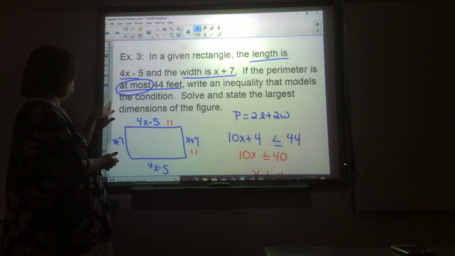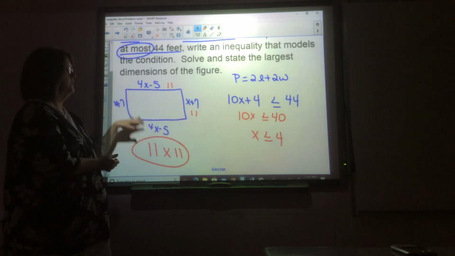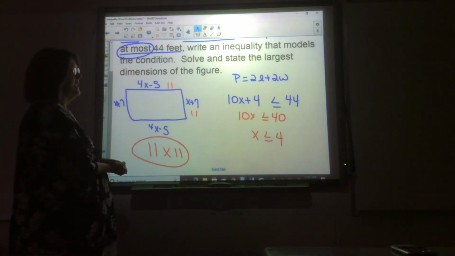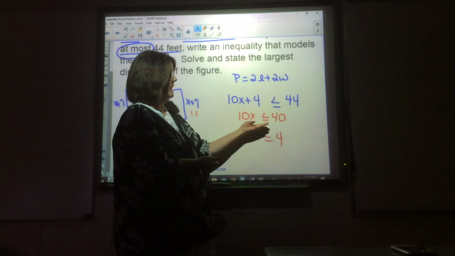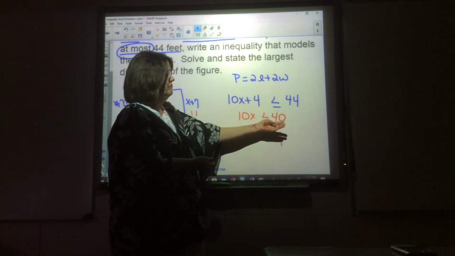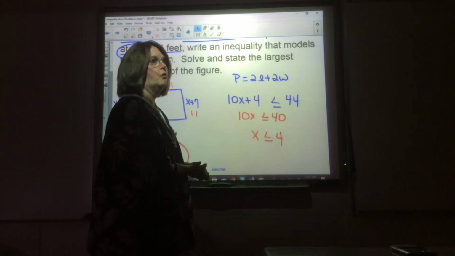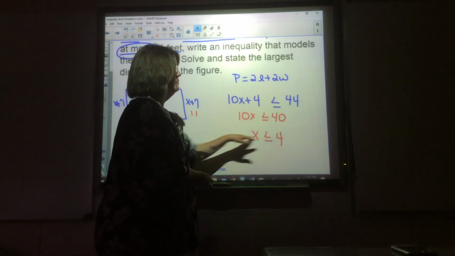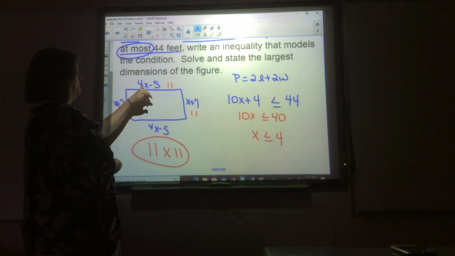So, we're going to add all these sides together because that's what perimeter is. So when we put them all together, that's 10x plus 4 is less than or equal to 44. Then we solve that expression. We subtract 4 from both sides. 10x is less than or equal to 40. Divide by 10. So x is less than or equal to 4. So 4 is the biggest number that you can have for x. Since it's the biggest number, because all other numbers would be less, I'm going to write 4 in here.